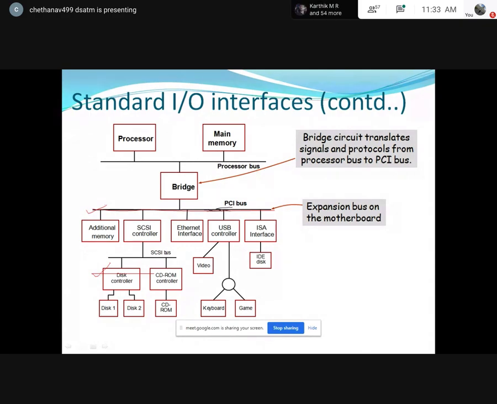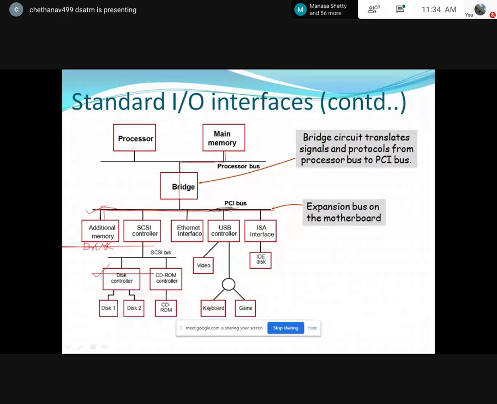Suppose I take this example: there is some additional memory, maybe your disk, which has a bulk amount of data that I want to transmit to my processor or to my memory. Via this PCI bus and this bridge I can transmit the data to the main memory. So the PCI bus is mainly utilized to send a vast amount of data. That's the main intention, and that is about the PCI bus we discussed in the previous class.